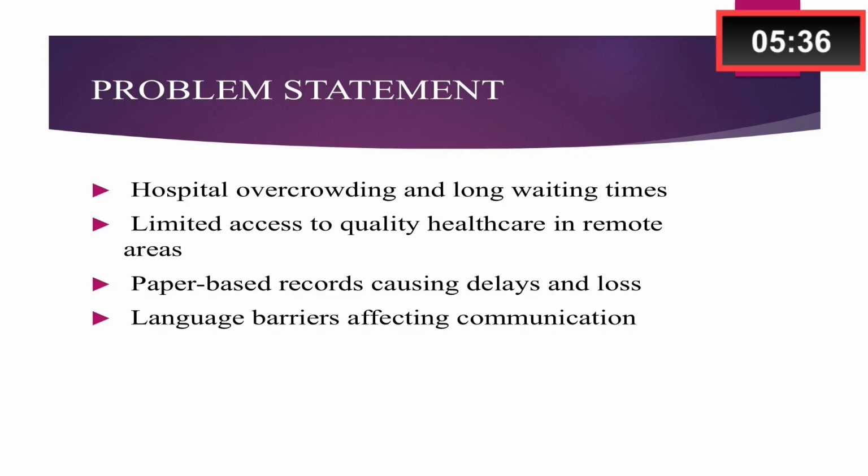Another one is limited access to quality healthcare in remote areas. People in remote areas cannot access quality medical facilities due to location barriers. But in this case, there are two sets of people. Some people could not access quality healthcare because they could not find the kind of healthcare they wanted around them. That is number one.